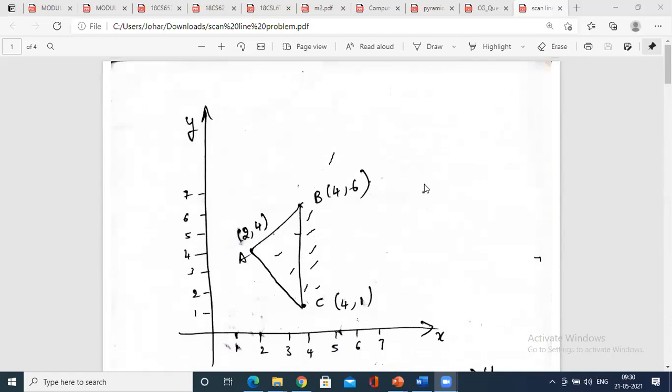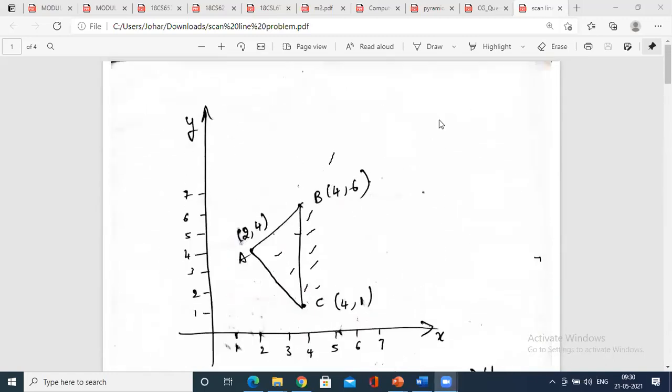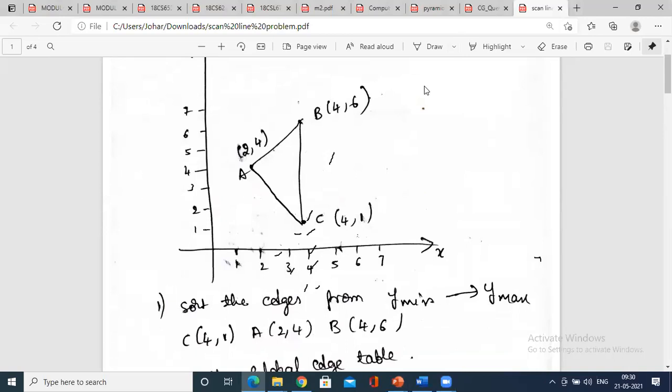What is this global edge table? So I have created a global edge table. First, given the vertices, sort the vertices in the incremental order of the y axis. Sort the vertices in the incremental value of the y axis. How do you sort it? See, it is given in the PPT.